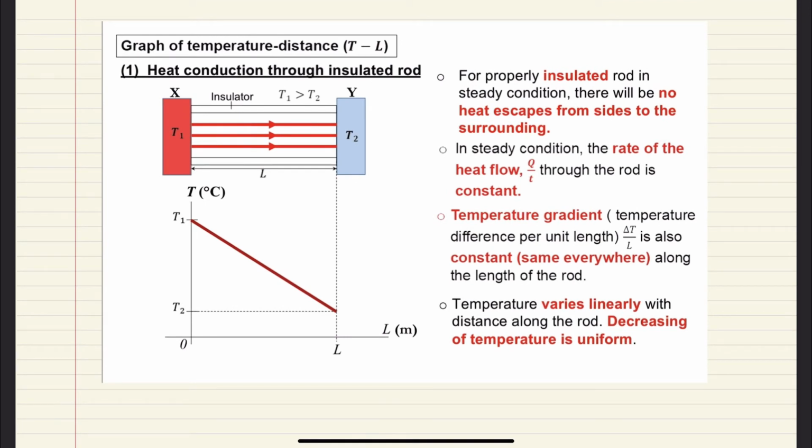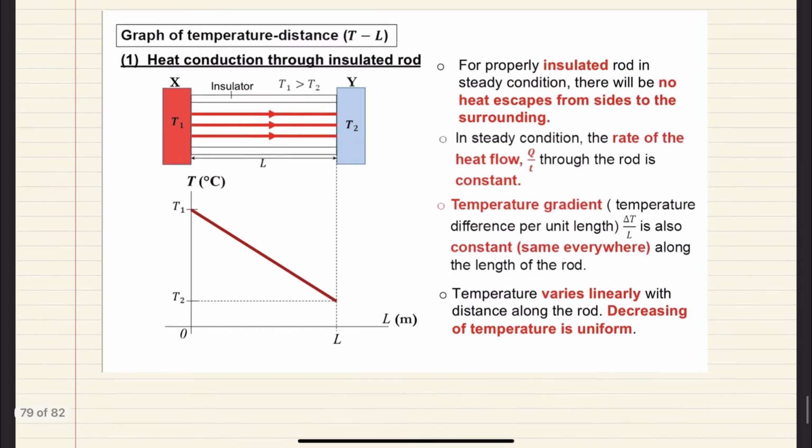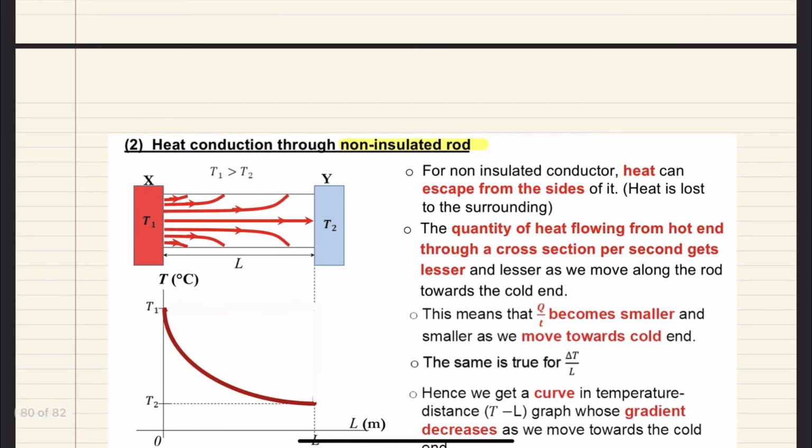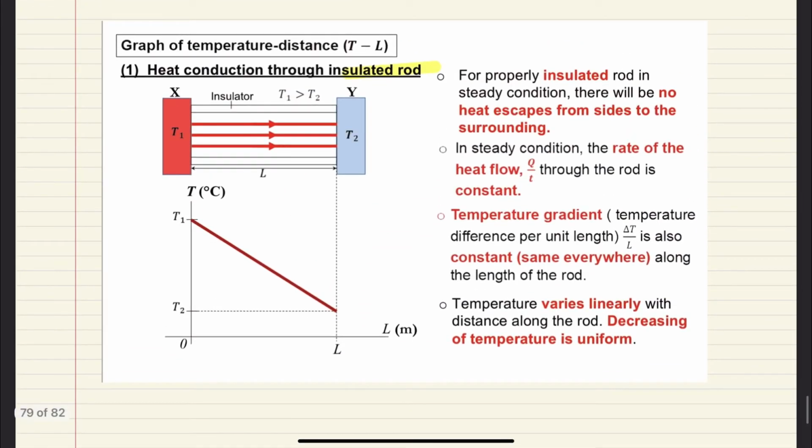Okay, so for this one, you need to know you have two different cases. One is when the rod is insulated, and then you have another case when the rod is non-insulated. Okay, so if it is an insulated rod, you can see that the heat flows parallel like this. So all the heat transfers from one end to the other end. Okay, so no heat escapes from the side to the surroundings.